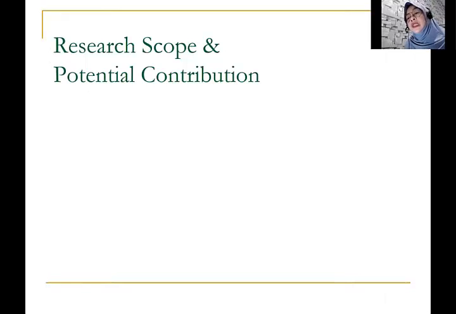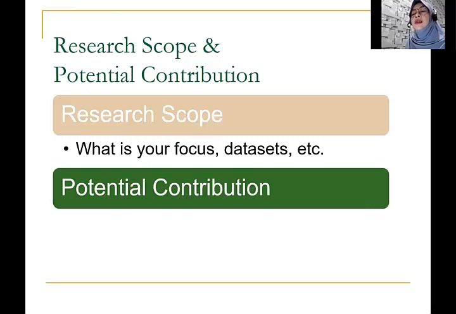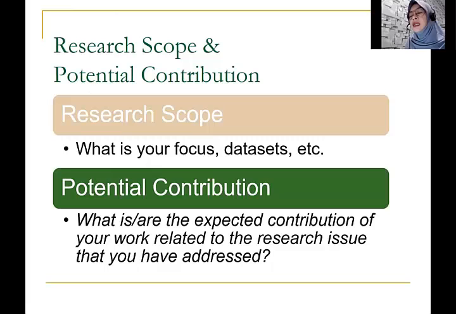Let's proceed with research scope and contribution. This is very straightforward. So research scope is what is your focus, what data set that you will use, what algorithm that you will focus, what topic that you will focus, and so forth. Then potential contribution. So what is the expected contribution of your work related to the research issue that you have addressed in the previous section?